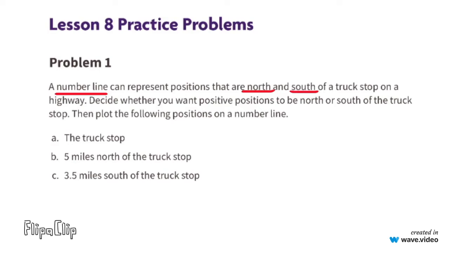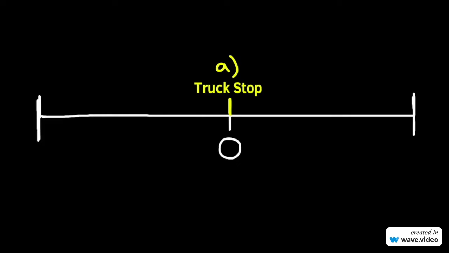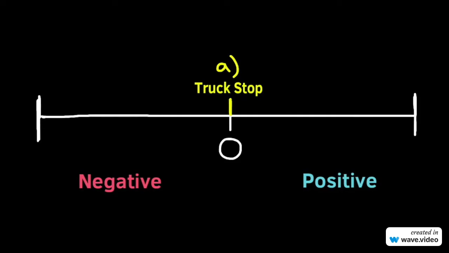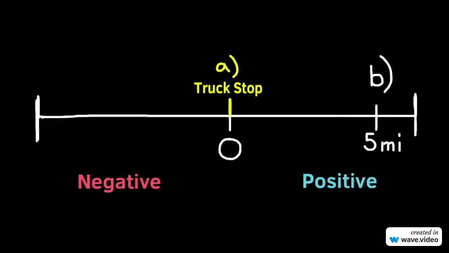A. The truck stop. Here's an illustration of a number line with the truck stop, A, placed at 0. B. 5 miles north of the truck stop. Let's put north as positive, so B, 5 miles, would be located to the right of the truck stop.